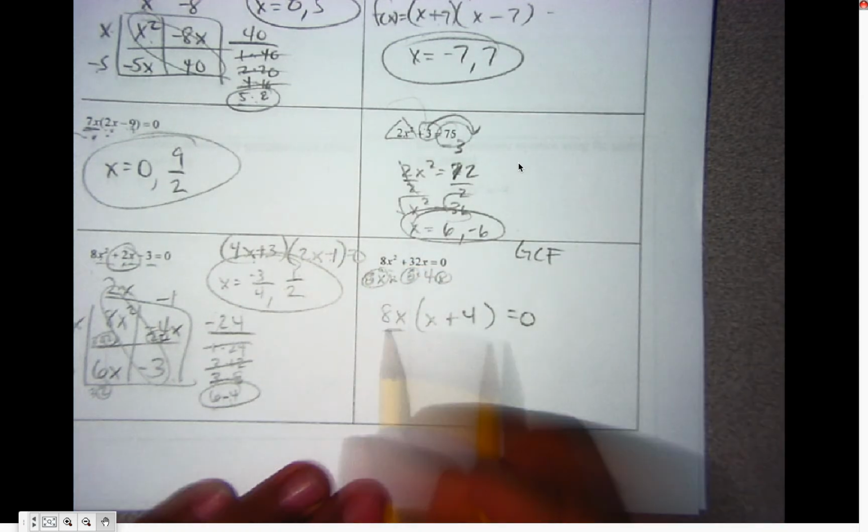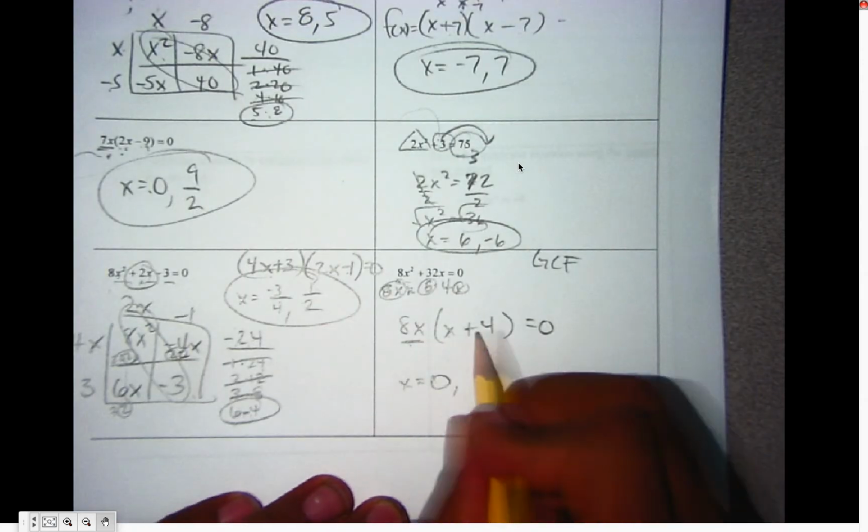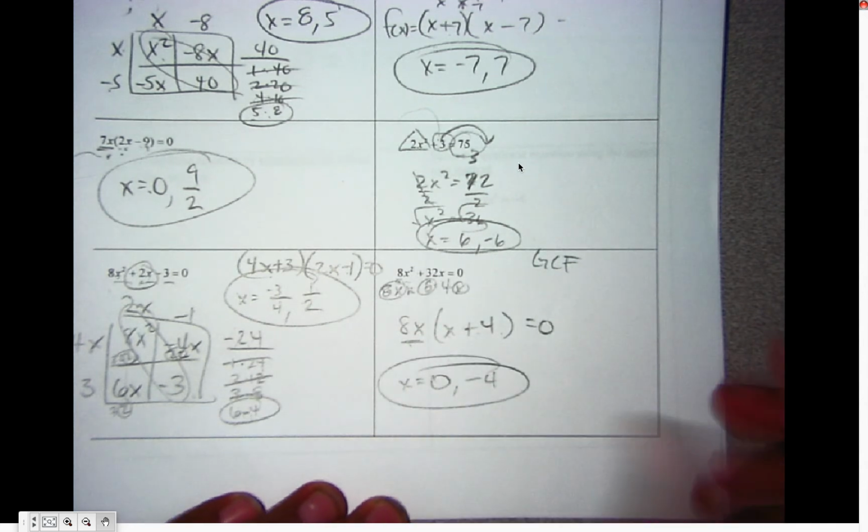Now again, just like this one, the 8x gives us 0. Okay, and then x plus 4, x is a liar, so the answer is minus 4. Okay, so that was page 2.